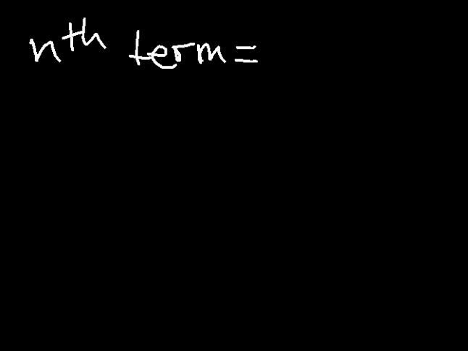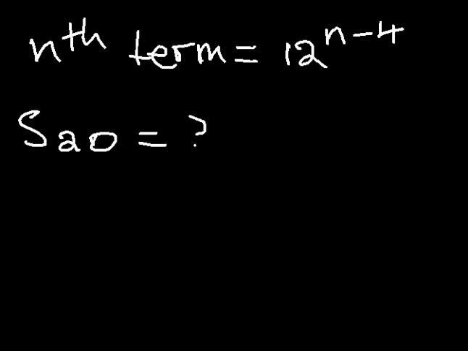Now let's say we have the nth term of a GP being given as 12 to the power n minus 4. What is the sum of, let's say, 20 terms if this is the case? We are being given the nth term for the geometric progression, which is 12 to the power n minus 4. What is the sum of 20 terms for this case?